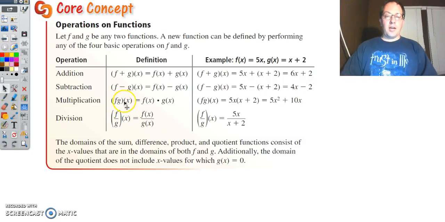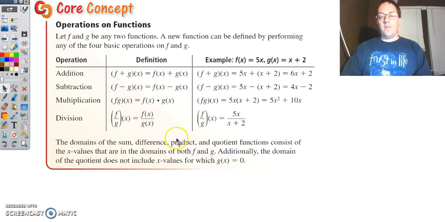Multiplication, we have f times g of x. So f g of x. F of x times g of x is the 5x for f of x times whatever g of x was, in this case x plus 2. So we just distribute that in, and we have 5x squared plus 10x. Division, f divided by g of x. That's f of x divided by g of x. So 5x divided by x plus 2.